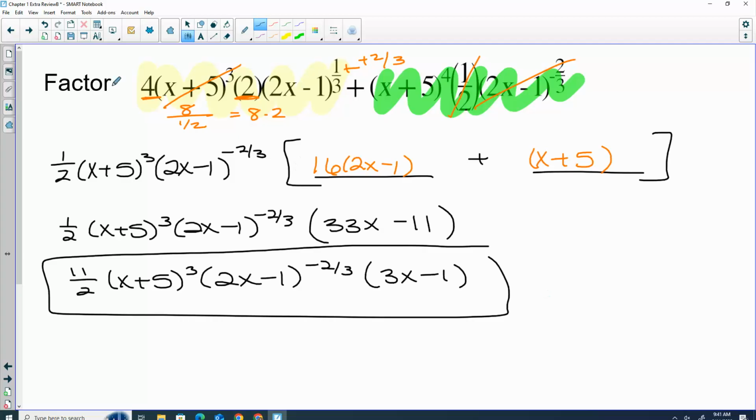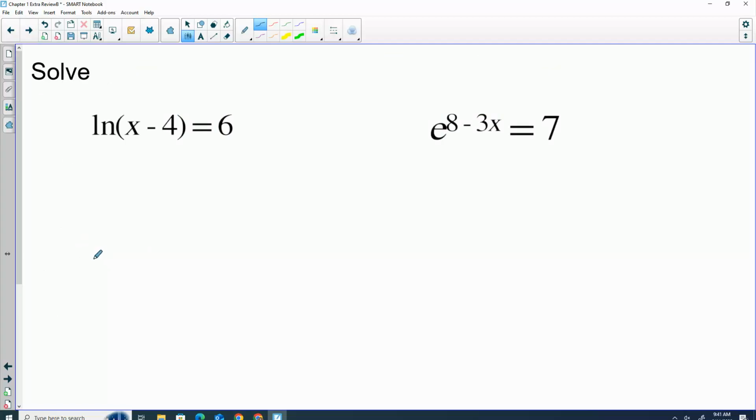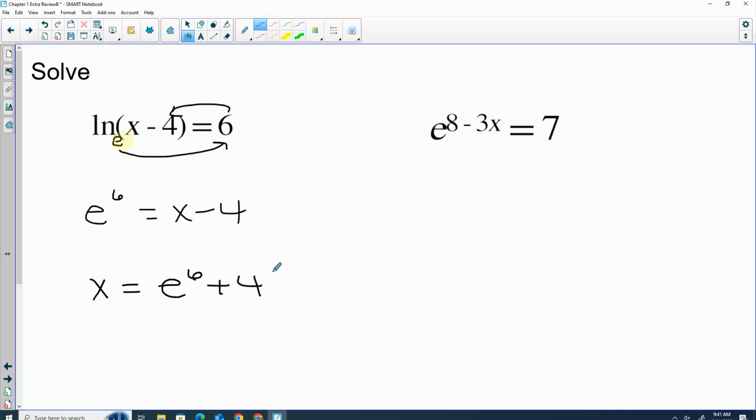Now I have 2 minutes. Let's do the last problem of the day. How would I solve this first one? The base of the natural log is e. You always start with the e. So it's e to the 6th power equals x minus 4. Then if you're getting x by itself, you just add the 4 over. So it's just e to the 6th plus 4.